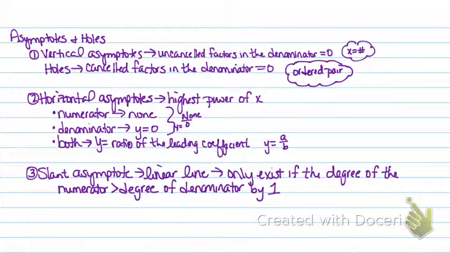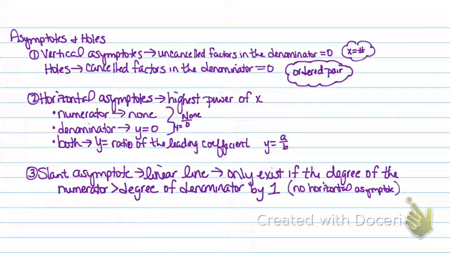The nice thing about this is if you have a slant asymptote, you will not have a horizontal asymptote, because that means the numerator would be greater, which means the horizontal asymptote would be none. So you'll never have a slant and a horizontal. You'll either have one or the other, or neither, but never ever both, okay?